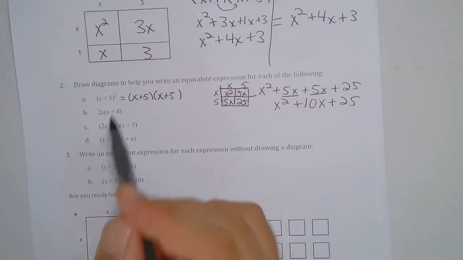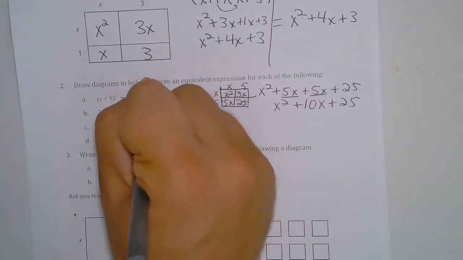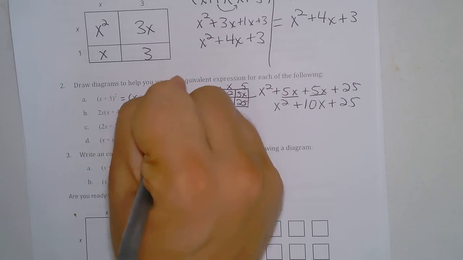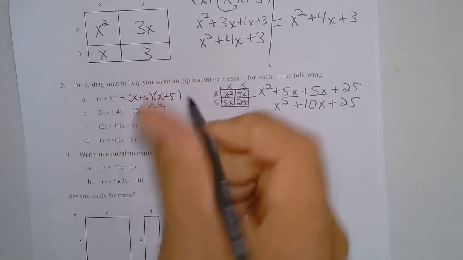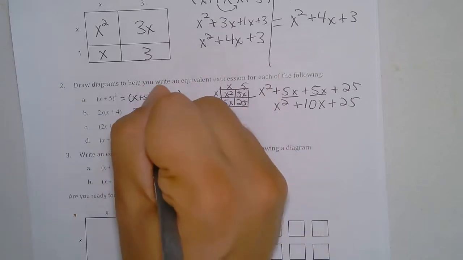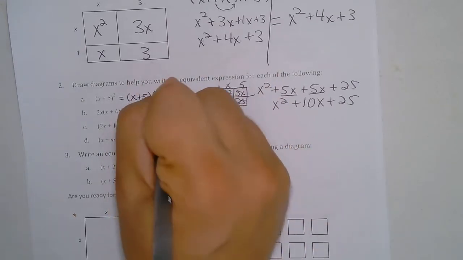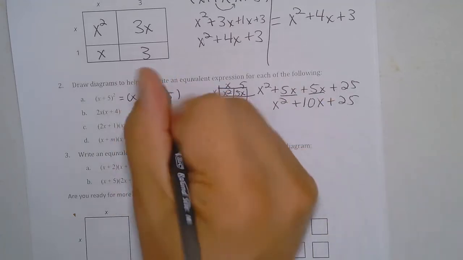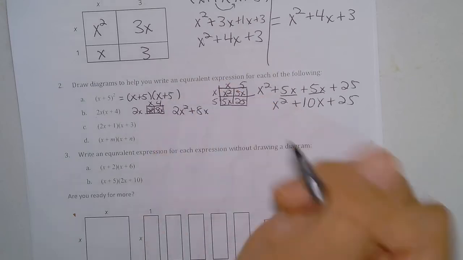So we're going to practice some more. So here we have 2x times x plus 4. So we have 2x, drawing our box there. We have x and then 4. So 2x times x is 2x squared. And then 2x times 4 would be 8x. So that would make 2x squared and then plus 8x.